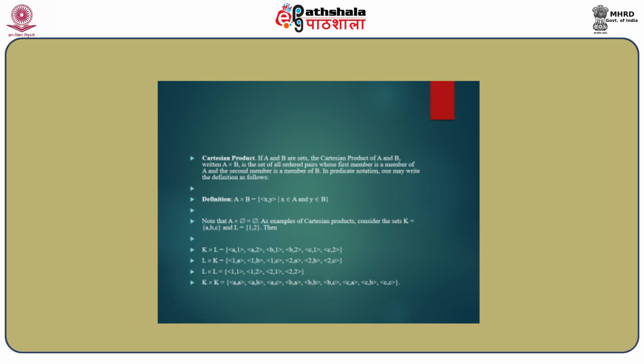In predicate notation, we may write the definition as follows. The Cartesian product of A and B is the set of all ordered pairs x, y, such that x is a member of A and y is a member of B. Note that the Cartesian product of A and the empty set is the empty set. As examples of Cartesian products, consider the sets K equals A, B, C and L equals 1, 2. Then the Cartesian product of K and L, L and K, L and L, K and K, etc. are what you see below right here.